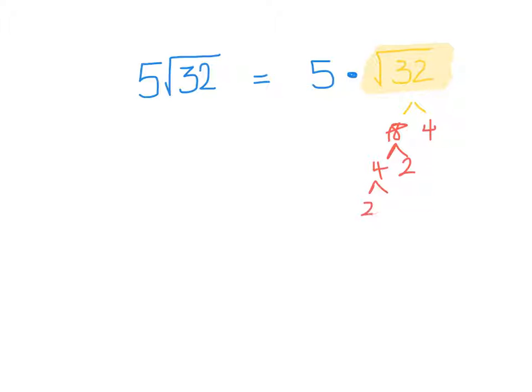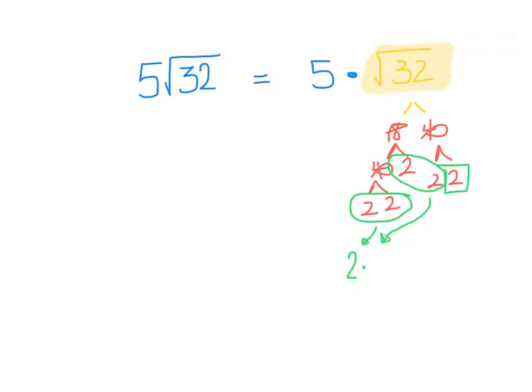And then 4 is 2 times 2. And another 4 is 2 times 2. So we have a pair of 2s, a pair of 2s, and an extra 2. Now, a pair of 2s goes on the outside. That's right here. A pair of 2s goes on the outside. That's right there. And the extra 2 goes on the inside.